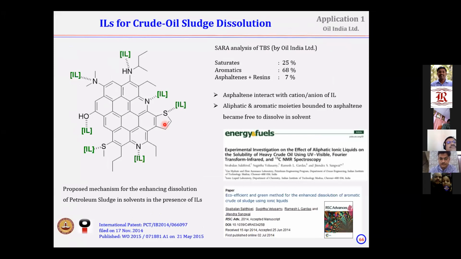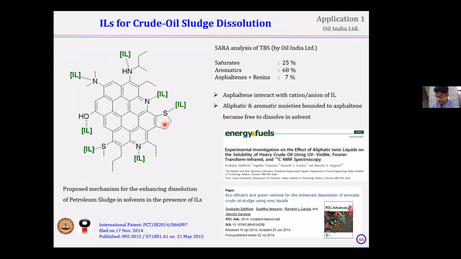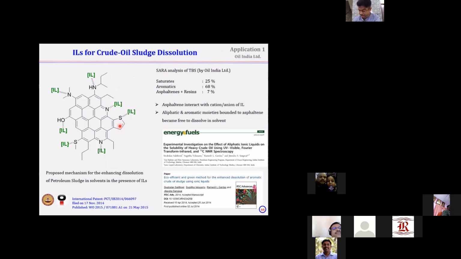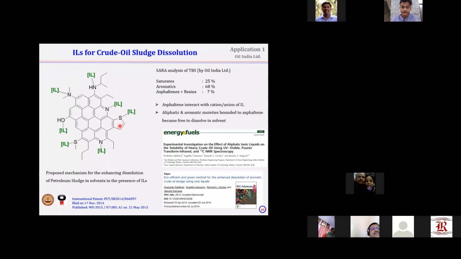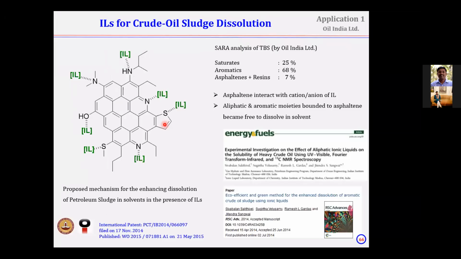So the ionic liquid, preferably the cation, attacks the lone pair of heteroatoms in the resins or the asphaltene, and then makes them not bind strongly with the saturates and aromatics. So the saturates and aromatics become more free, and the remaining part is done by the solvent, toluene, not by the ionic liquid. So the ionic liquid is only making the asphaltene release, not hold the aromatics and aliphatics, and this we proposed. And of course one has to understand in more depth through computational or various spectroscopic methods.